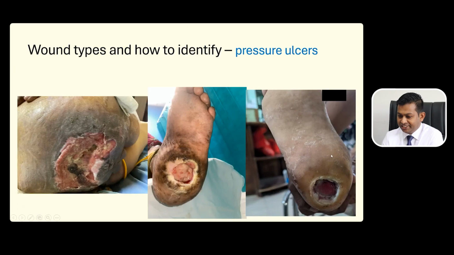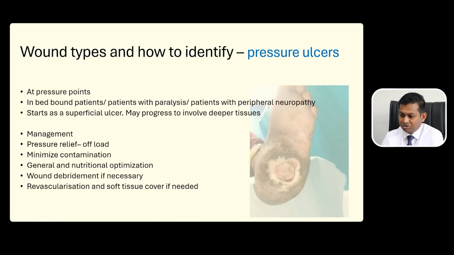It's nothing new, everybody has seen. So usually at pressure points, bed-bound patients, paralysis, starting as a superficial, may go into deep tissues like even to the bone. So we need to get rid of the pressure. If it's near somewhere like a sacrum, we need to think about minimizing the contamination. We need to optimize the patient as a whole, because usually they are quite frail patients, or else patients with spinal cord issues and impaired mobility.